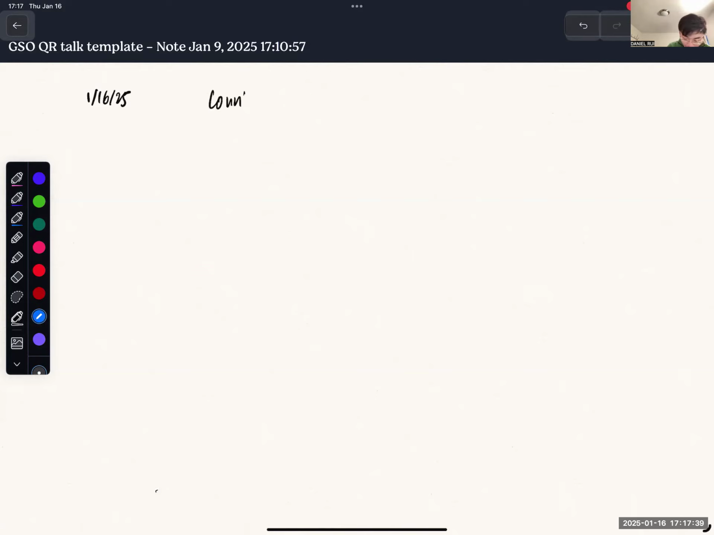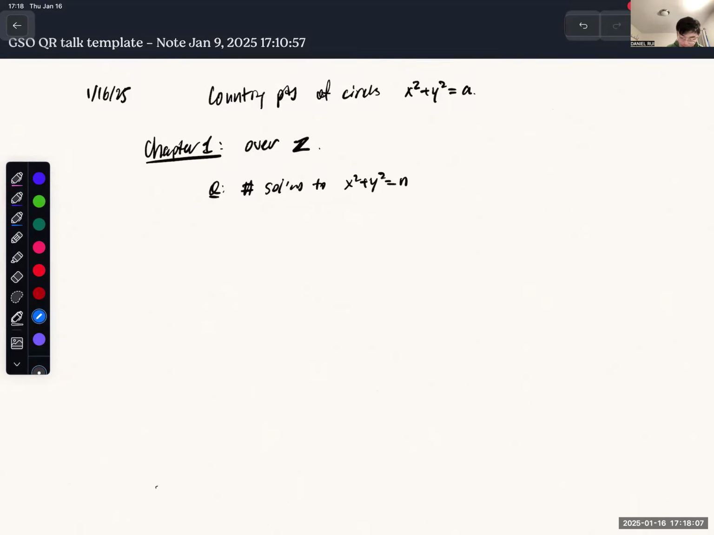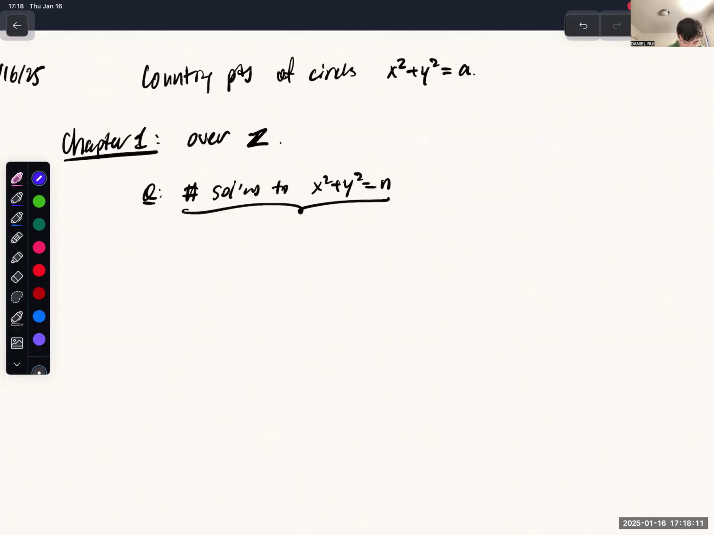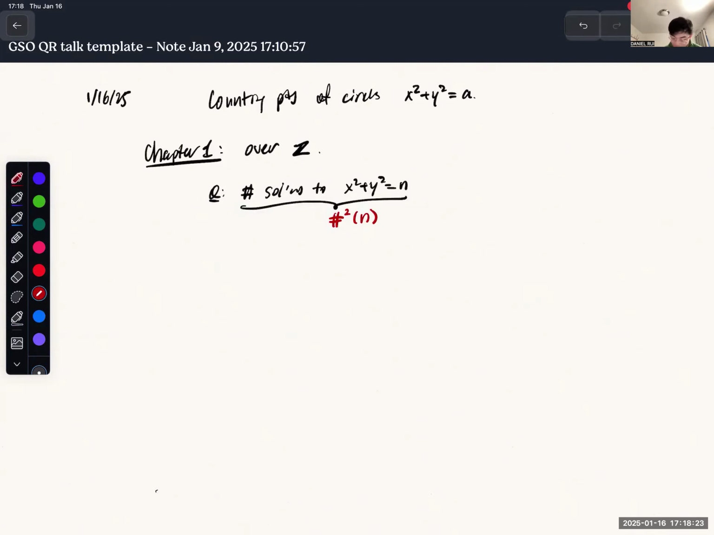Indeed, we are counting points of circles. X squared plus y squared equals n. Chapter 1, over Z. So the driving question we have is we want to know the number of solutions to x squared plus y squared equals n, where this number I will denote by r_2(n), the 2 because we're in 2 dimensions, and n. So this symbol denotes the number of solutions to x squared plus y squared equals n.